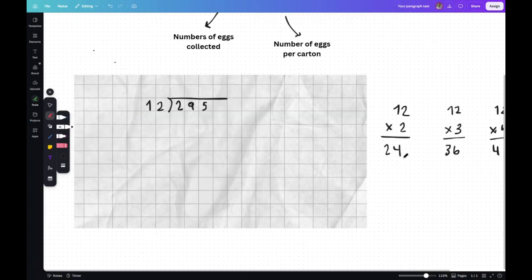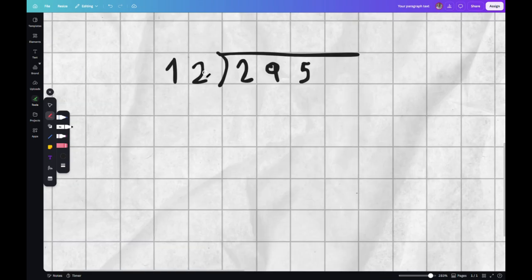So look, I'm going to start digit by digit, so let me zoom in. So we have 295. If I start with the digit 2, 2 cannot be divided by 12 because 2 is less than 12, so we cannot make a single group of 12 out of 2. So we need to take 2 digits. Now it's going to be bigger, it's going to be 29. And 29 can be divided by 12 because we can put at least one whole group of 12 into 29. And we're good to go.